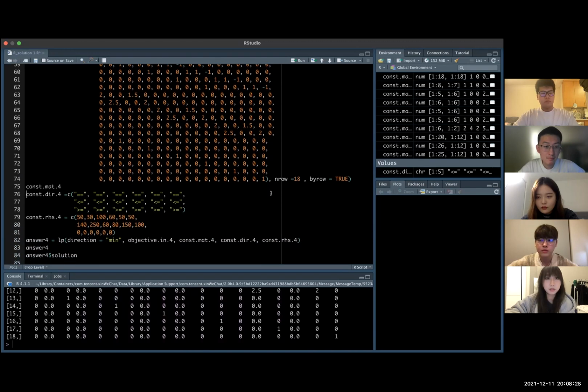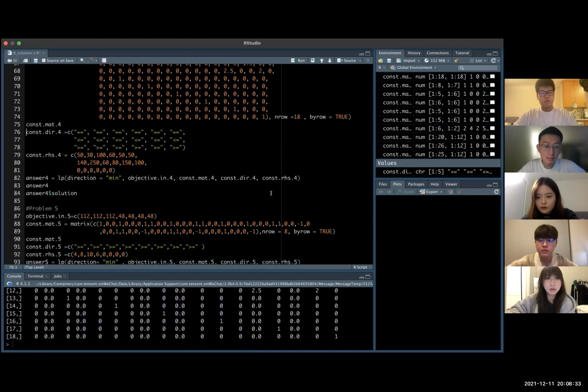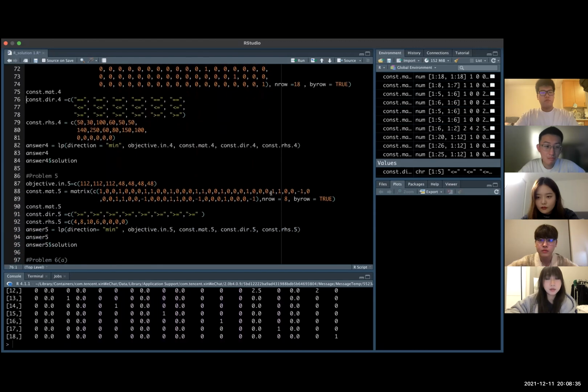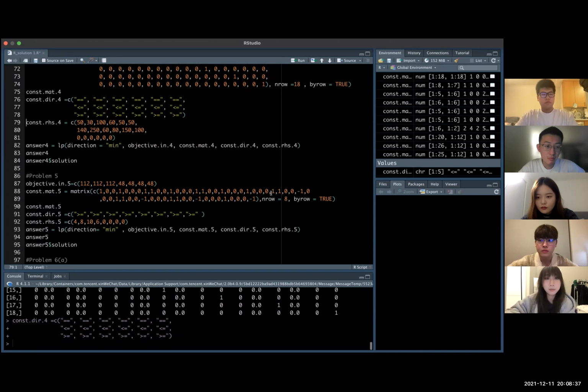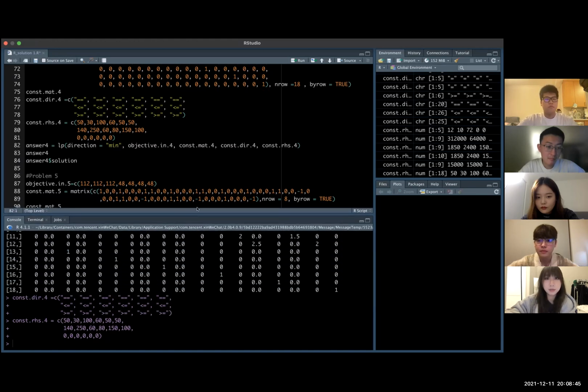Number of rows is equal to 80. And by rows we mean analyze this data by row. For column 76 to 81, we input our constraint direction and the constraint right-hand side. Each direction matches each row. For the right-hand side, the first 6 are from the demand constraints. Next 6 are from the capacity constraints. Last 6 are from the ending inventory constraints that all inventory must be greater equal to 0.